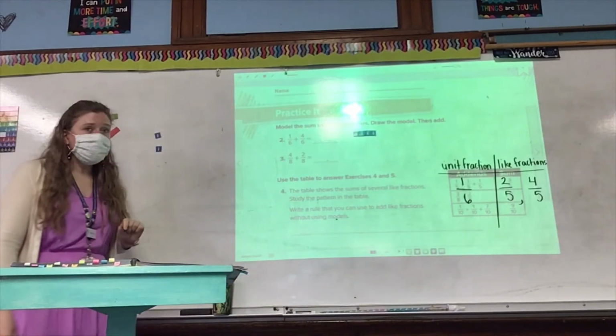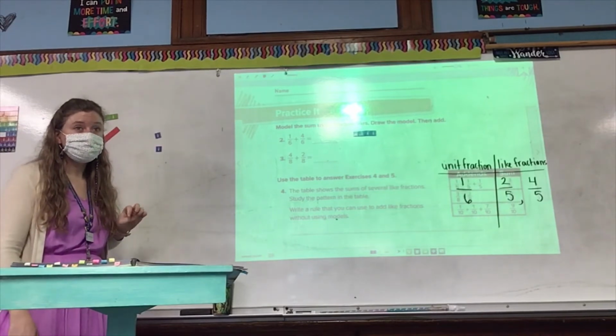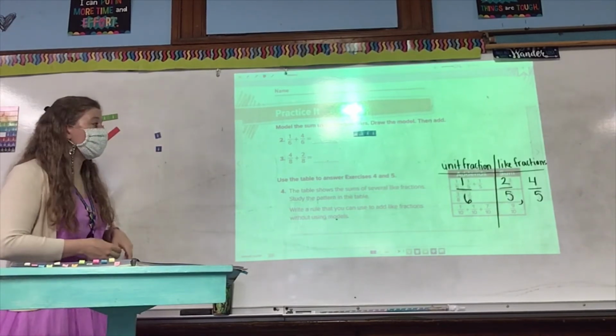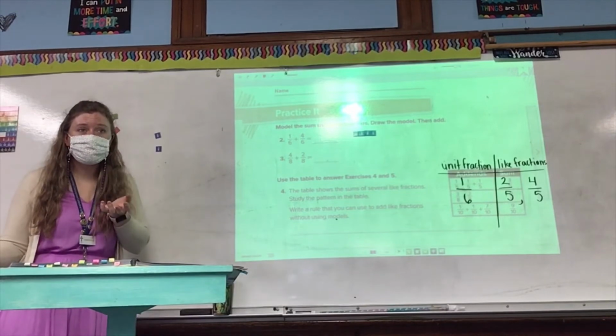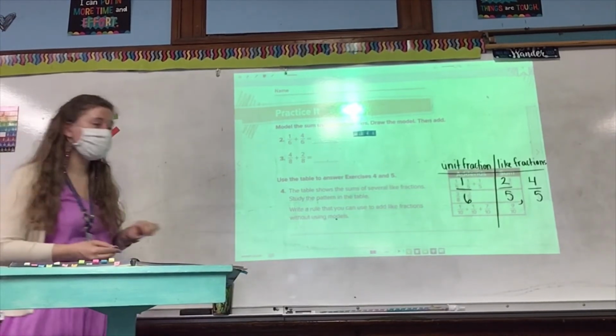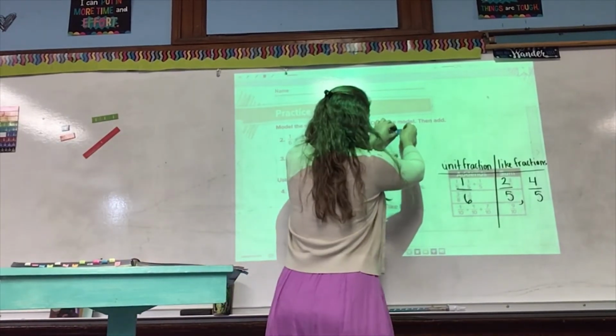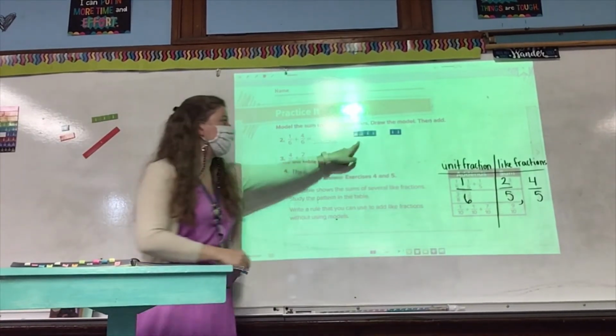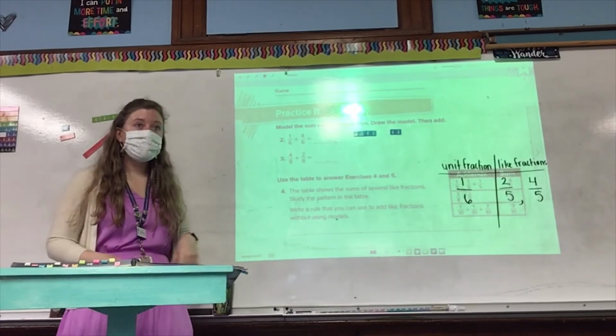Now what do I do, Aaron? We model 2/8. I model 2/8. Which fraction tiles am I using? 1/8. My 1/8 tiles. How many am I using? 2. 1, 2. So I have 4/8 and 2/8. Now what do I do?